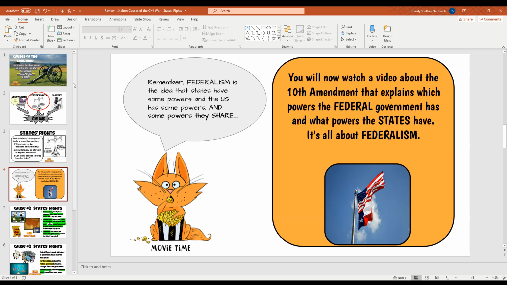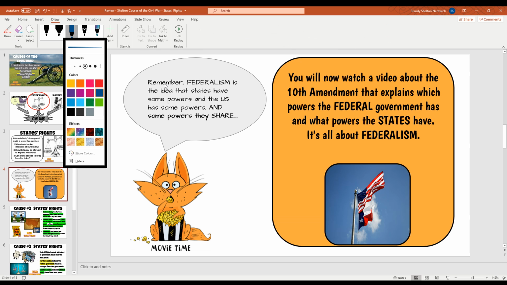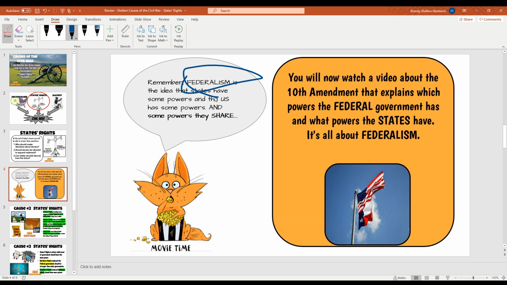Okay, so in order to understand this idea, what I want you guys to get is that this is all about federalism, okay? So this idea here of federalism that we've studied before becomes super important here in this argument about whether the state can make decisions or the federal government can make decisions. So remember, federalism means that the U.S. government makes some decisions for us, and then the state government also makes some decisions for us. And sometimes they have to share those decisions.